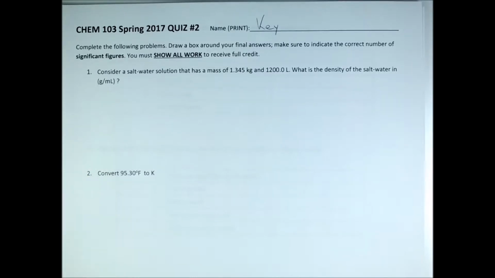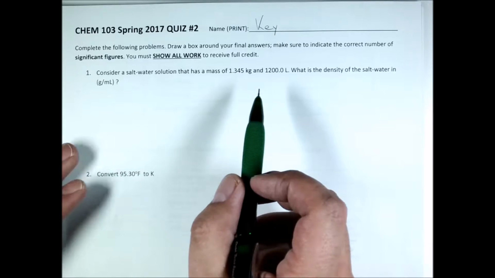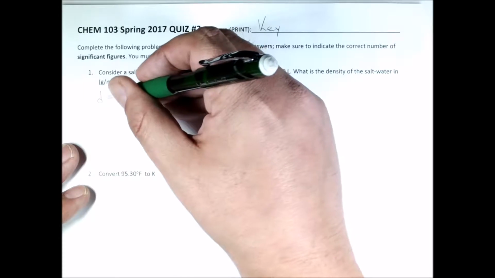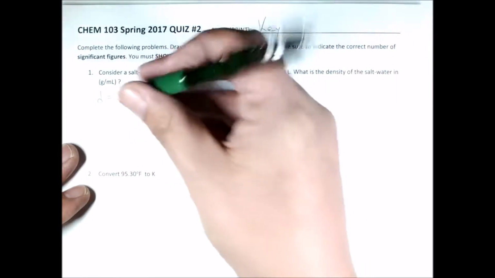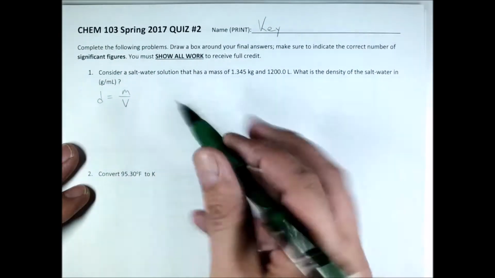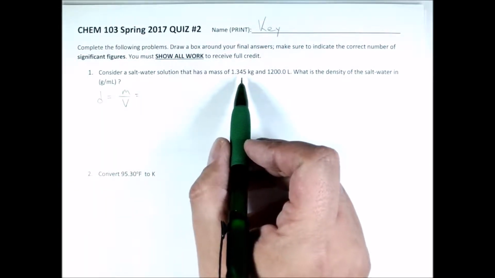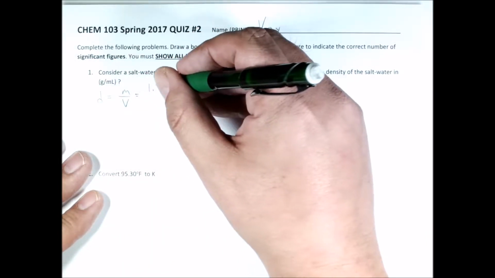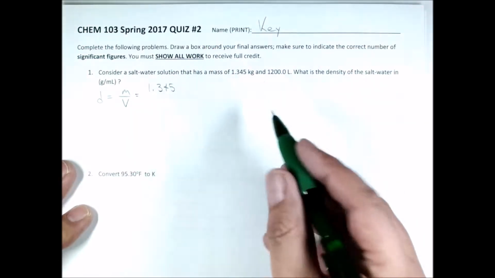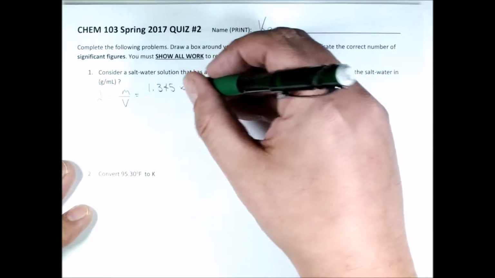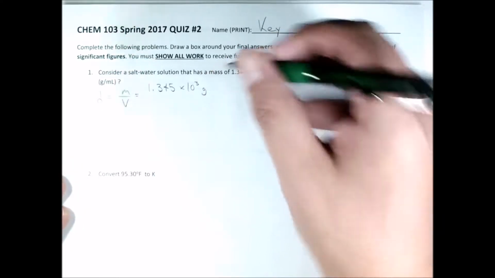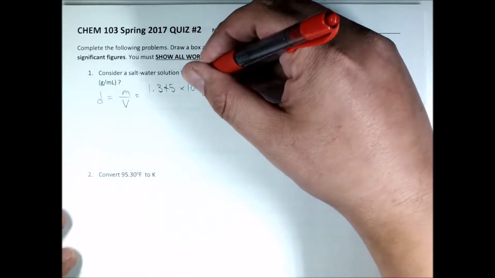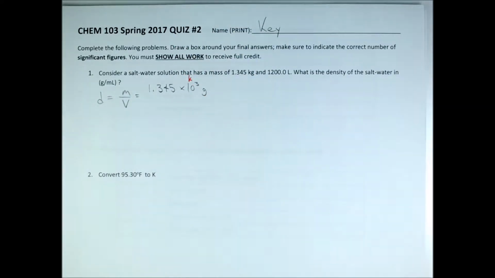All right, so the trick here is recognizing the units here aren't quite right. So I'm going to take that into account when I set this up. We know that density is equal to mass over volume, and my mass term here is 1.345 kilogram. So 1.345, and instead of the kilo, I'm just going to go ahead and put times 10 to the 3, and then grams. So once again here, instead of K, I just went ahead and put 10 to the 3, because sometimes it works out where they cancel out.